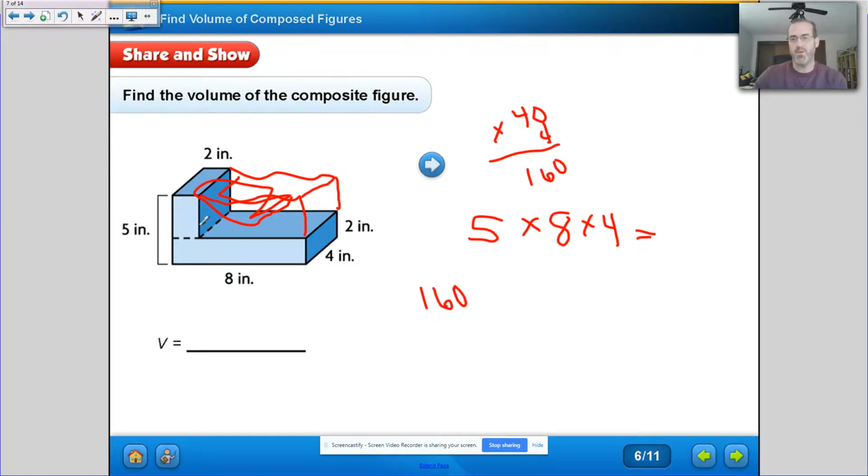But we don't have the whole figure. We got to take out this piece here. So now we need to figure out, well, how big's this piece? Well, we can do that with just a little bit of thinking here. This whole thing is 8. We have to take out this 2 here to find out what this is.